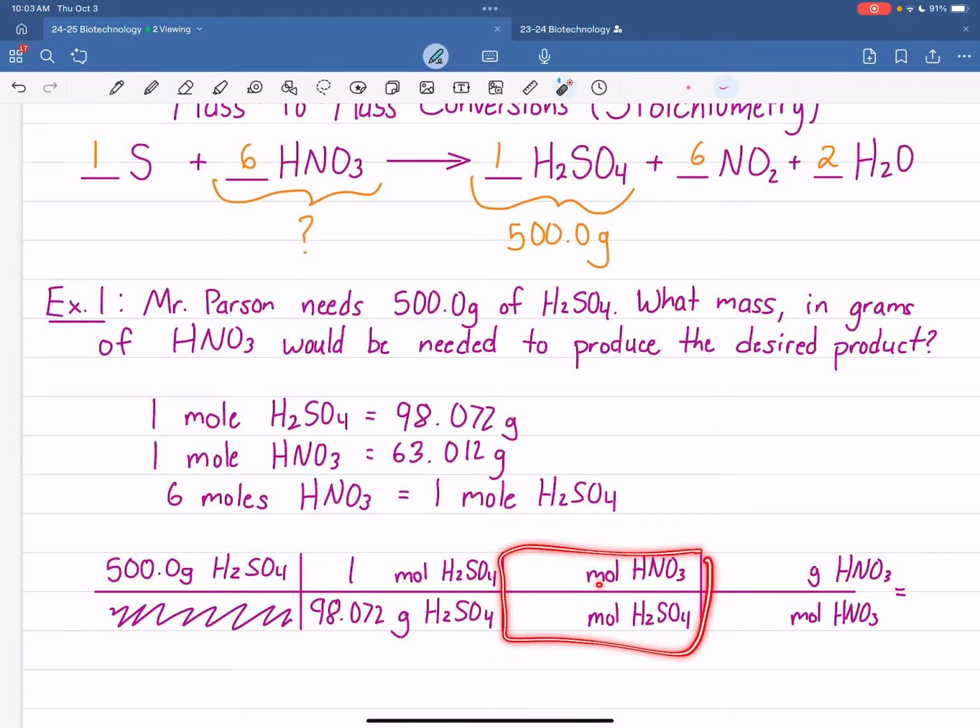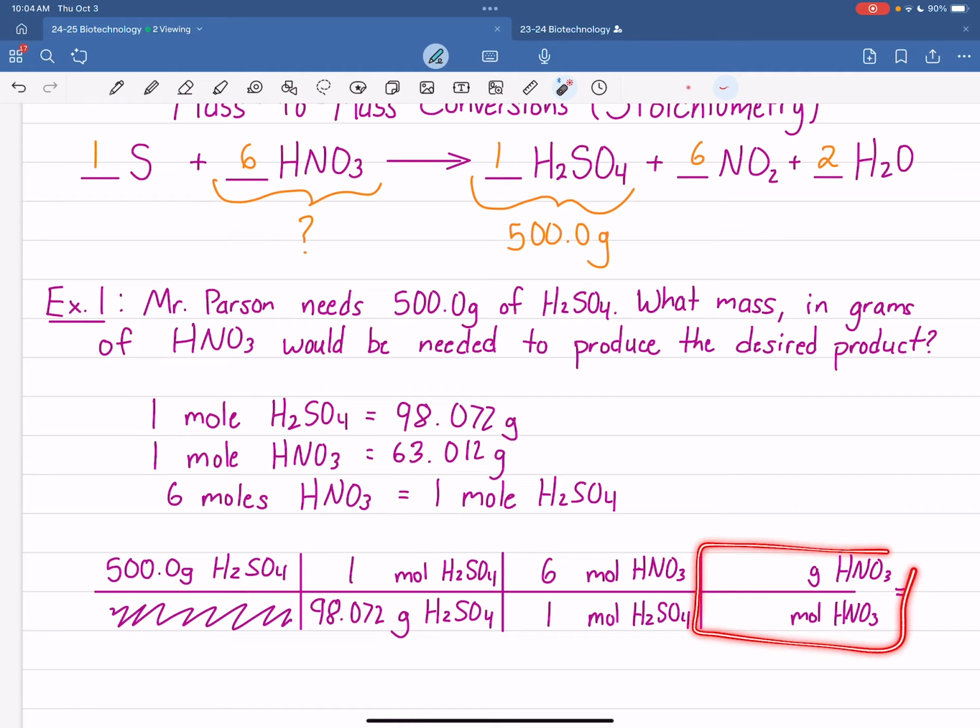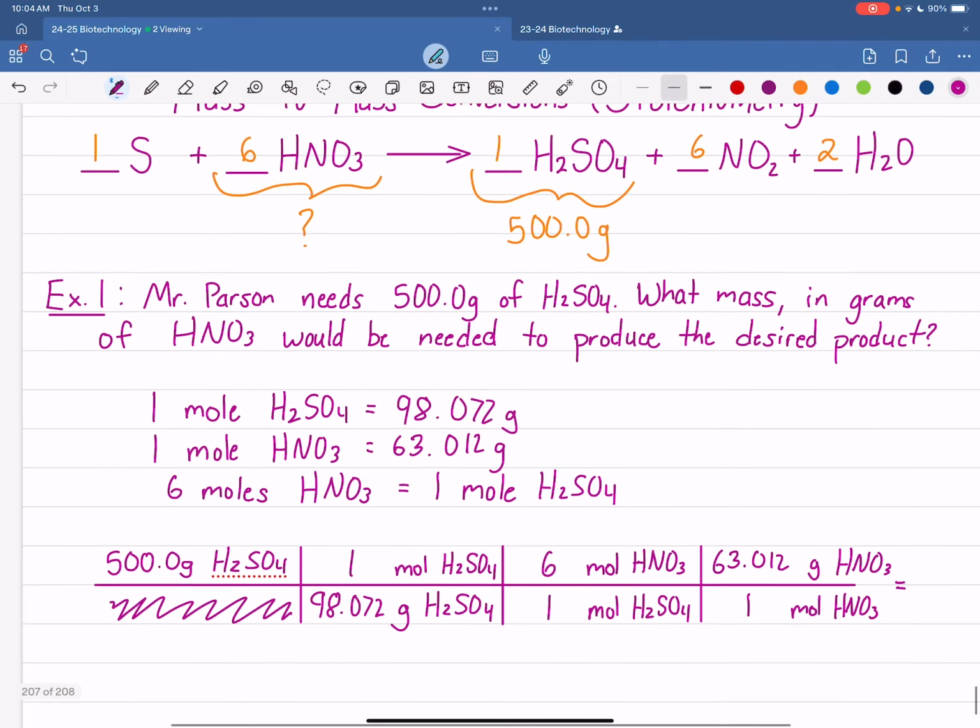The next place I'm going to go is my mole-to-mole ratio. This part of the t-table, moles of one thing, moles of another, that's going to be this mole-to-mole ratio. Remember that these numbers come from the balanced chemical reaction above. So just know that that's where those are coming from. I will put 6 next to moles of HNO3, 1 next to H2SO4. Finally, at the very end here, we're going to be filling this in with our molar mass of HNO3. 1 will go next to mole, and 63.012 will go to our grams of HNO3.